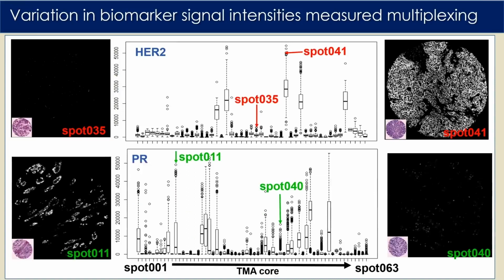We also looked at PR. Spot 11 here is a PR positive breast cancer. However, when we look at the single cell expression levels, again, we see very large variation in the spread of signal intensities of PR as measured using multiplexing.